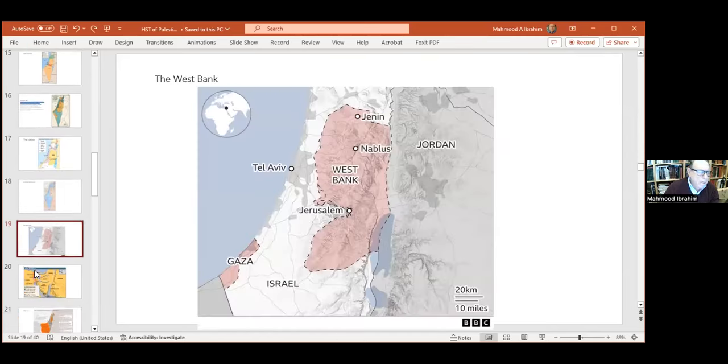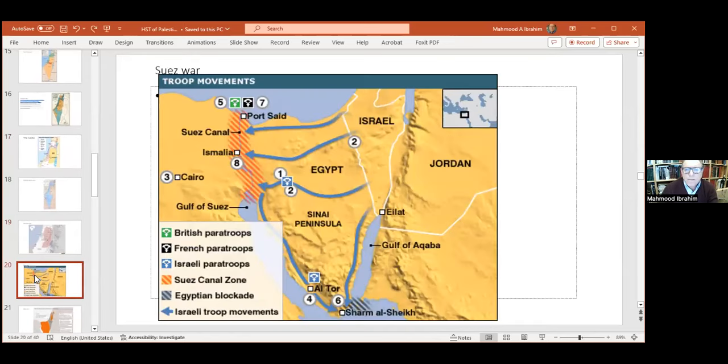This is the West Bank. In 1956, the three powers, England, France, and Israel, agreed that at a certain point, in the summer of 1956, Israel would invade the Sinai Peninsula. By the way, invading the Sinai Peninsula meant that they would have to go through Gaza. This is the first time they would go through Gaza, and then march towards the Suez Canal.